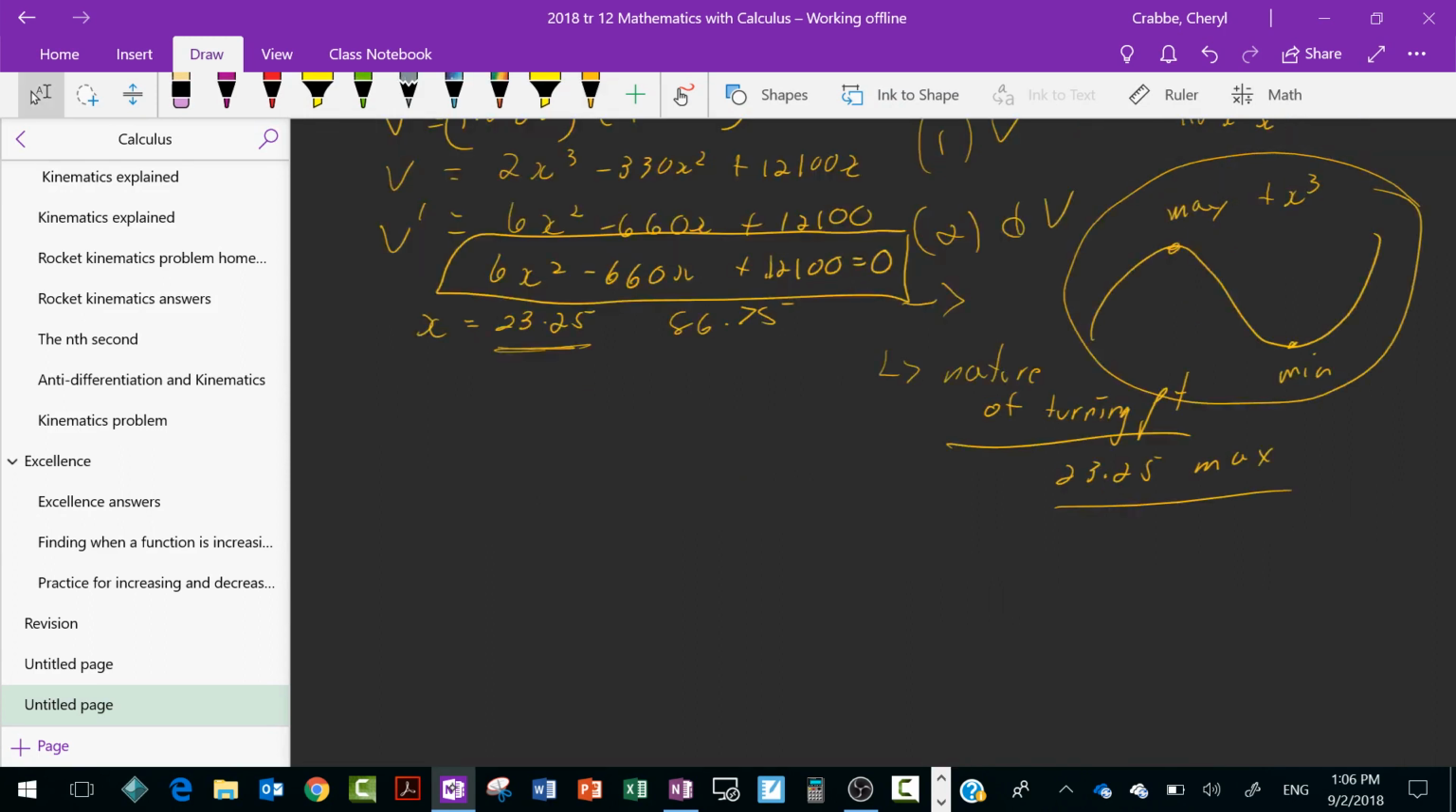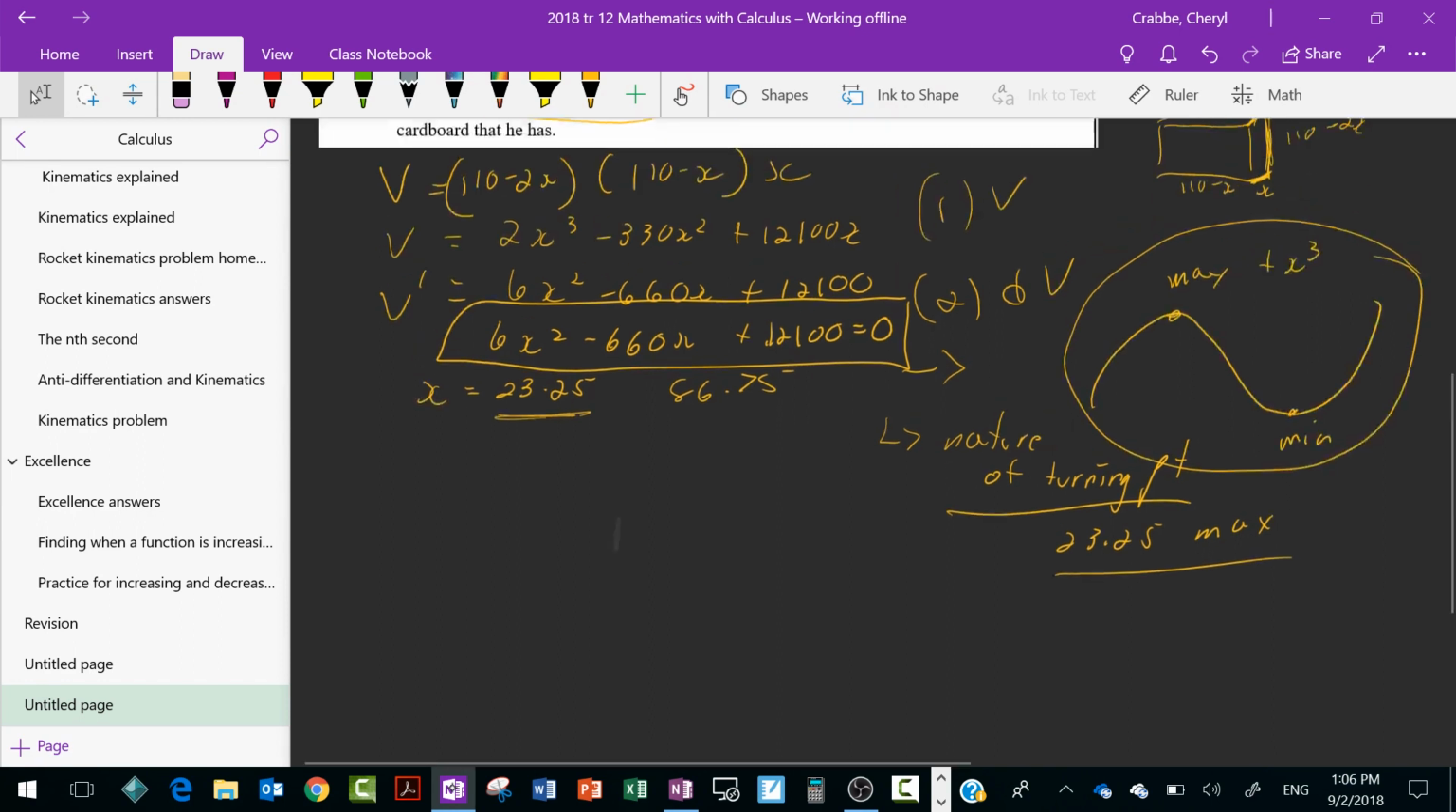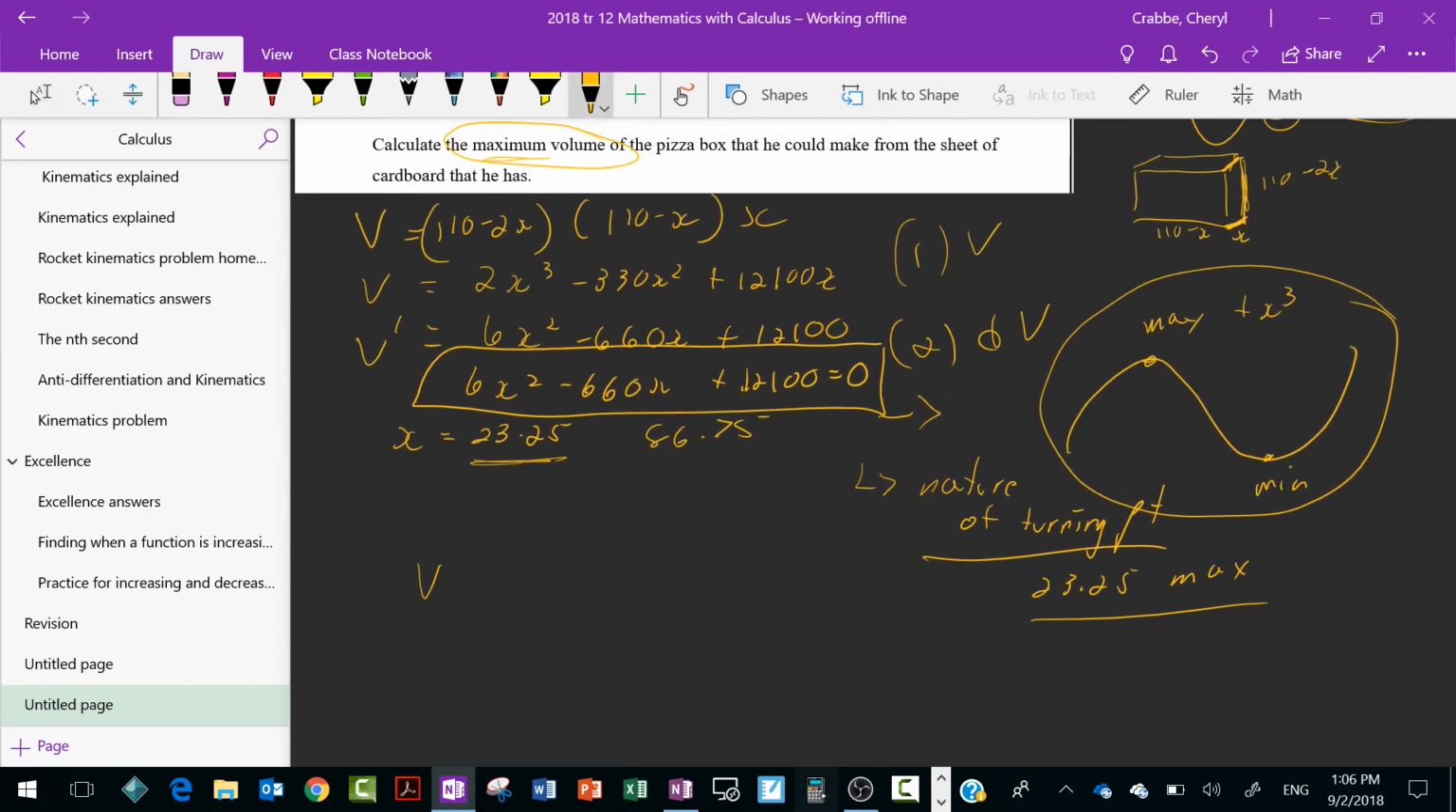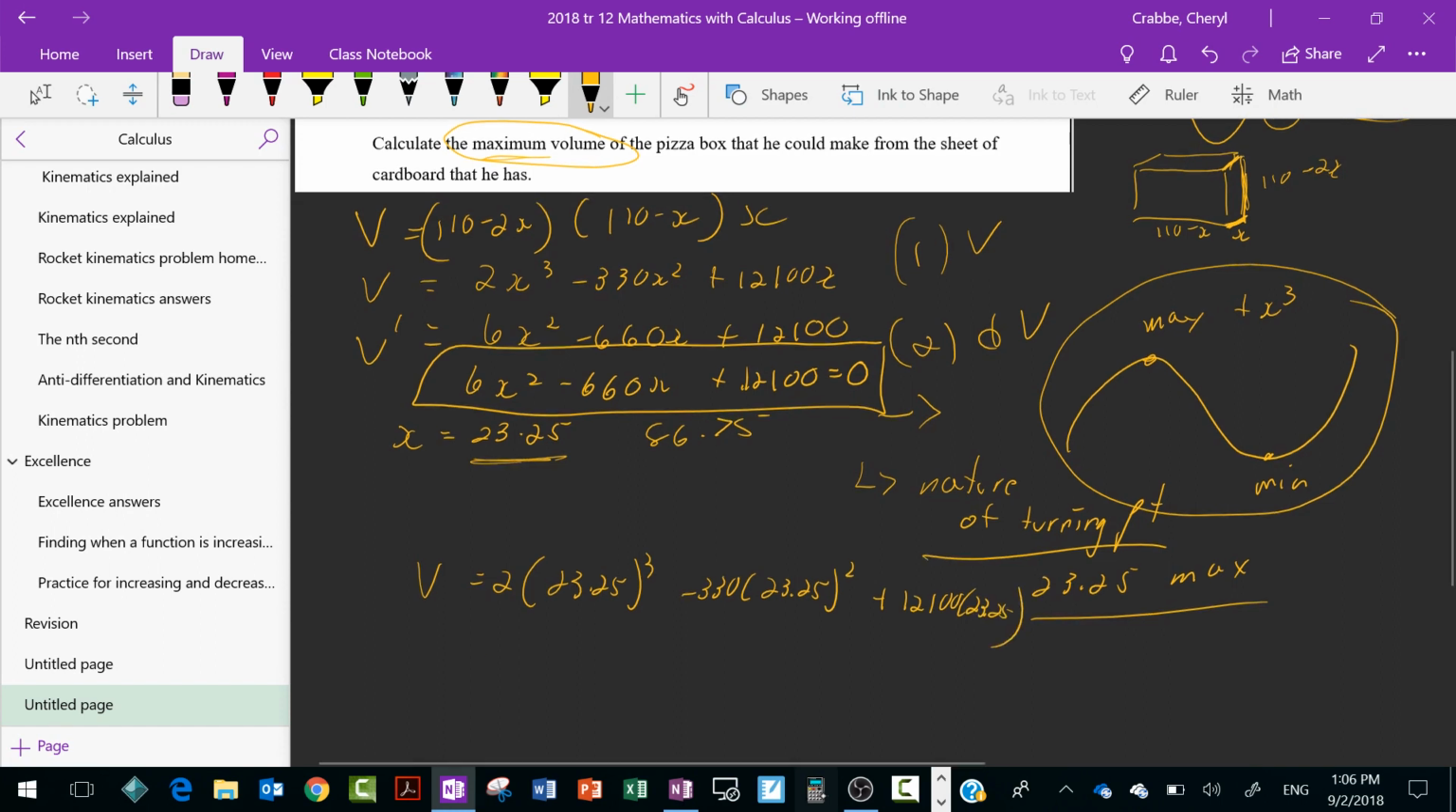And then all you're going to do is stick that x value into your original equation. And when you stick that into the original equation, which is volume is equal to 2 times 23.25 cubed minus 330 times 23.25 squared plus 12100 times 23.25. And you work it out, and you're going to get 128076 cubic centimeters as your maximum value.